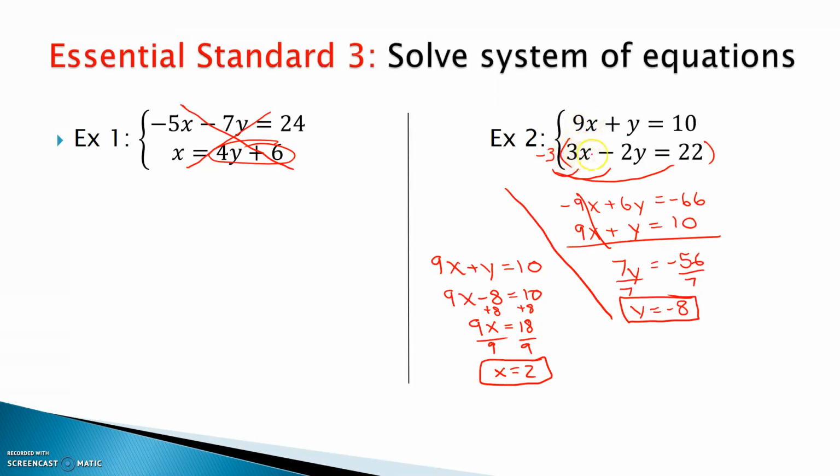When you distribute the negative 3 to everything, you get negative 9x plus 6y is equal to negative 66. And of course, the 9x's cancel out. 6y and 1y here give you 7y. Negative 66 plus 10 is negative 56. Divide both sides by 7. You get y is equal to negative 8. Same deal, take that and plug it back in for the y here. Notice I put negative 8. If you go through the two-step equation, you get x is equal to 2.